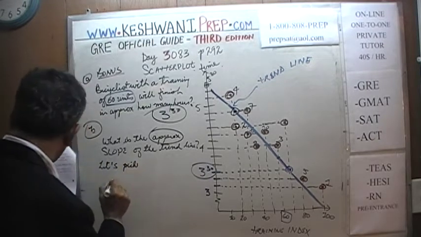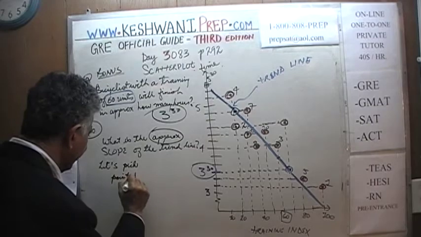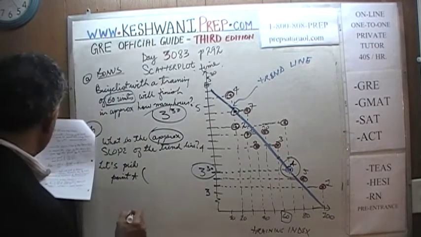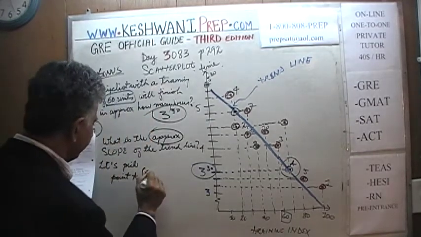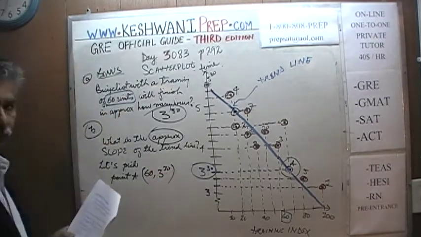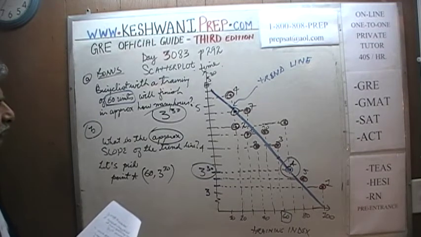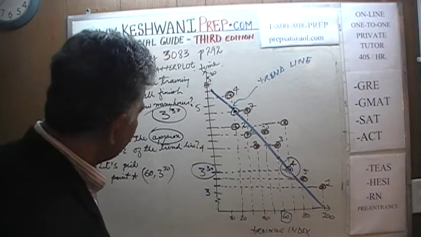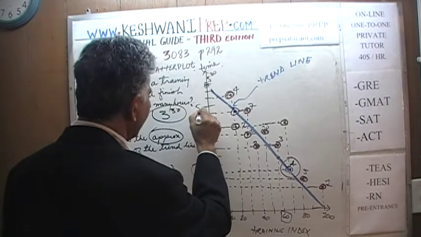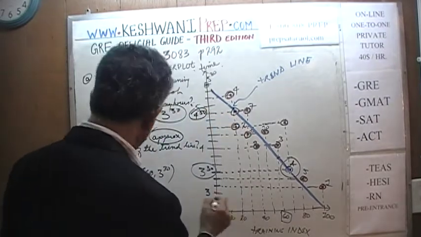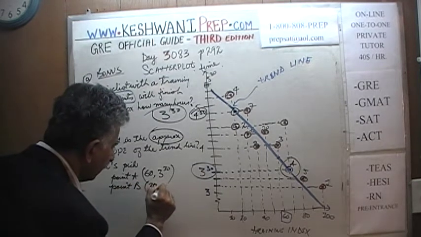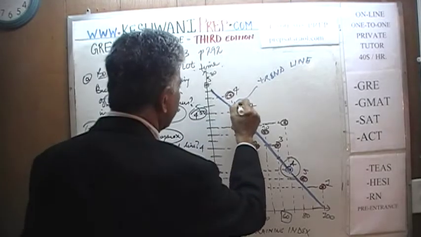So let's pick point A, we're going to call this point A that we just located right here, and point A, as we said, had 60 units of training and 3 hours and 30 minutes of time. Let's pick one more point, shall we? Should we just pick the one we already picked here? 20 and 450. Let's do that. 20 and 450 right here. We're calling this point B.